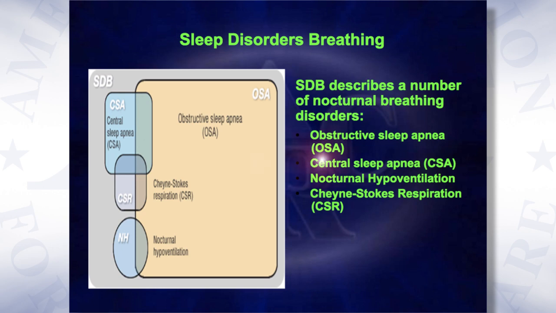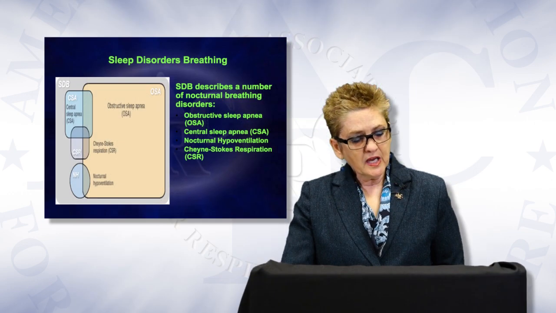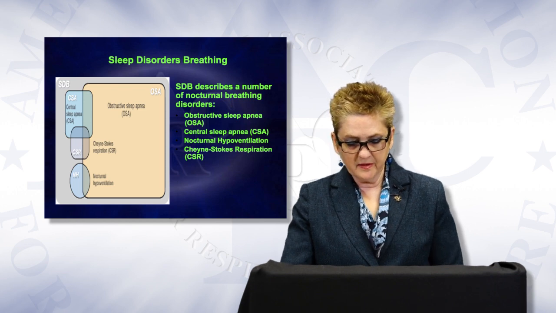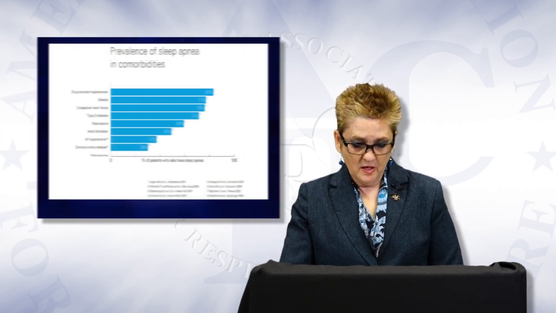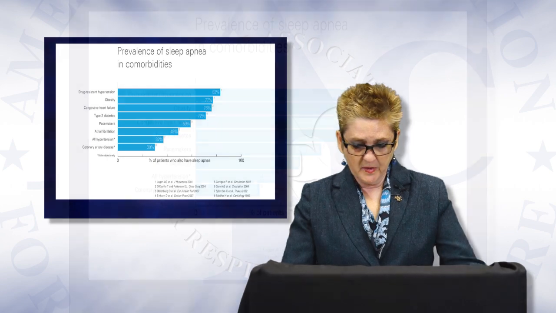We also look at central sleep apnea, and central sleep apnea is when the brain tells you to quit breathing. So those are part of it. And associated with that are nocturnal hypoventilation, which is when the patient simply doesn't breathe deep enough to oxygenate, and Cheyne-Stokes respirations.